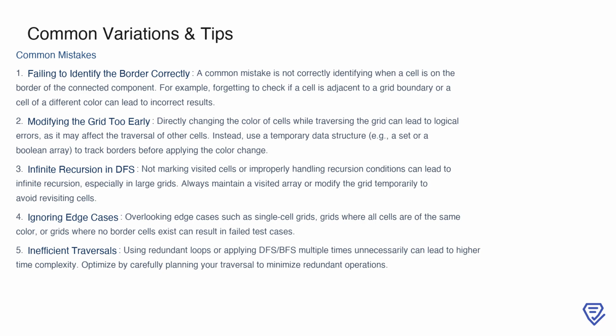Additionally, infinite recursion in a depth-first search is a potential pitfall. Without marking cells as visited or properly handling recursion conditions, the algorithm may revisit the same cells, especially in large grids, leading to stack overflow or performance issues. Always ensure you maintain a visited array or modify the grid temporarily to avoid this. Finally, edge cases such as single-cell grids, grids where all cells are the same color, or no border cells existing are easy to overlook but are critical to handle. Inefficient traversals, like using redundant loops or running DFS or BFS multiple times unnecessarily, can also hurt performance. Careful planning to minimize redundant operations is key to optimizing your solution.